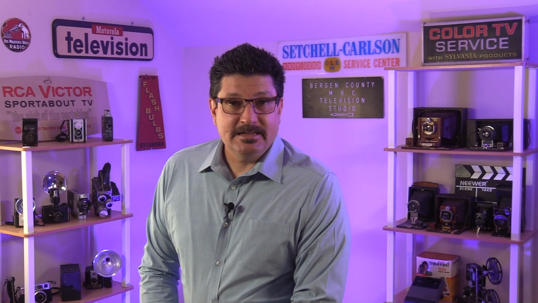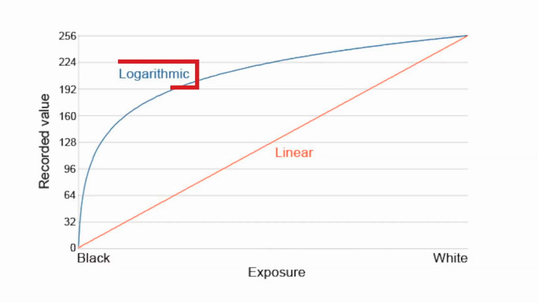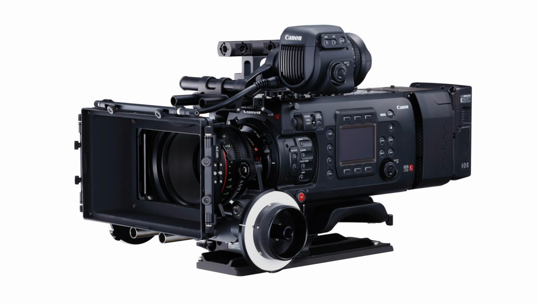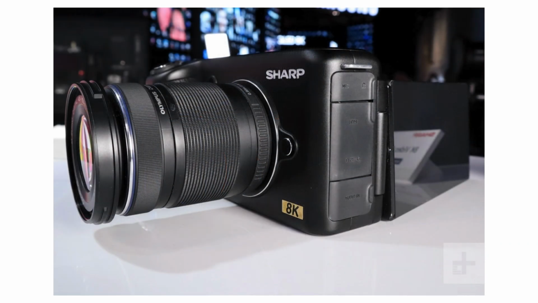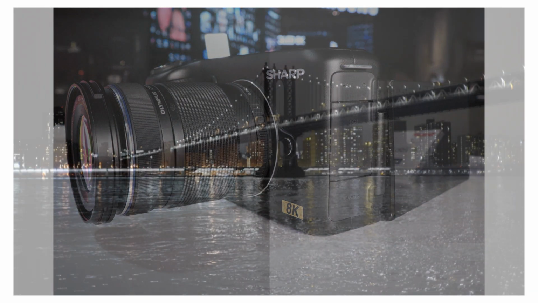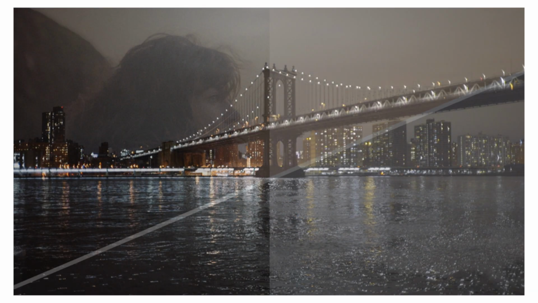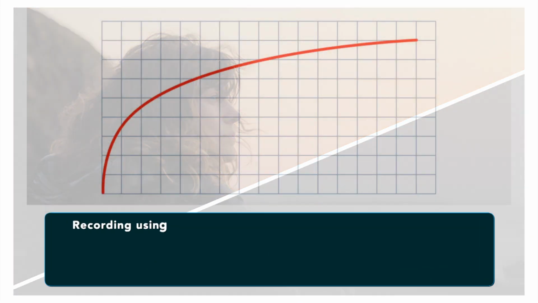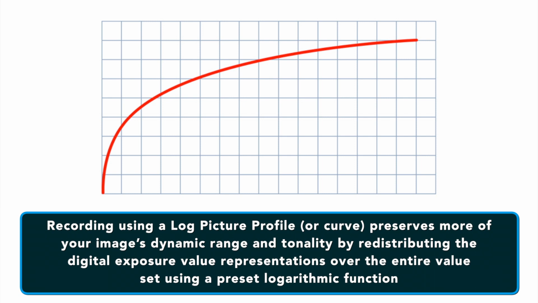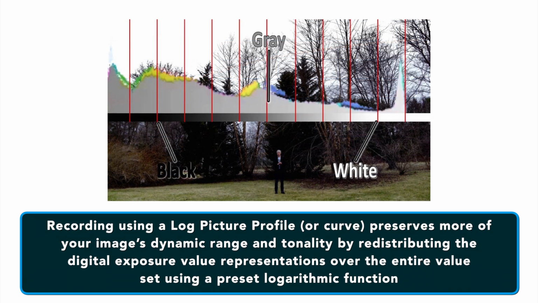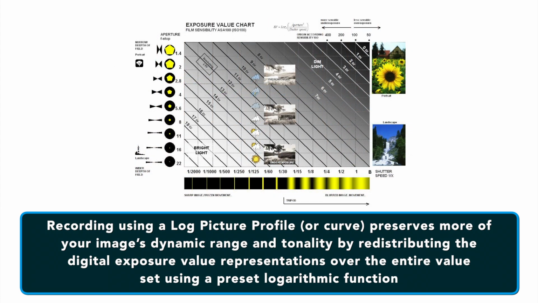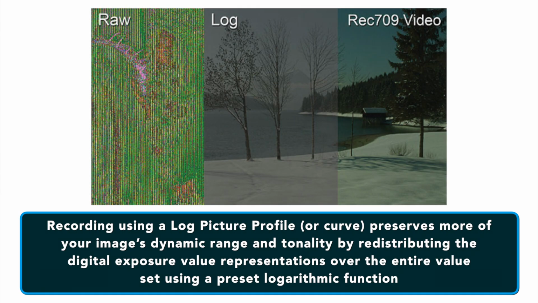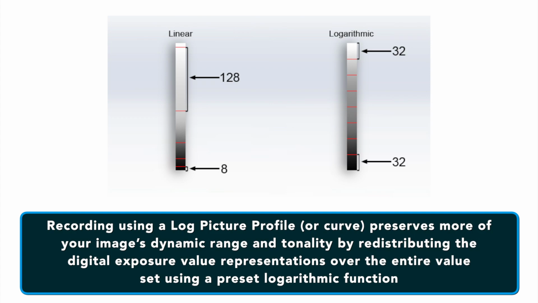Once touted as a headlining feature on only the highest grade digital video or cinema cameras, log, or logarithmic recording, has become a mainstay on more affordable professional products and more accessible through prosumer products as well. One of the reasons log recording has become so prevalent is that it is often associated with the idea of better image quality. In a nutshell, recording a log picture, profile, or curve preserves more of your image's dynamic range and tonality by redistributing the digital exposure value representations over the entire value set using a preset logarithmic function.